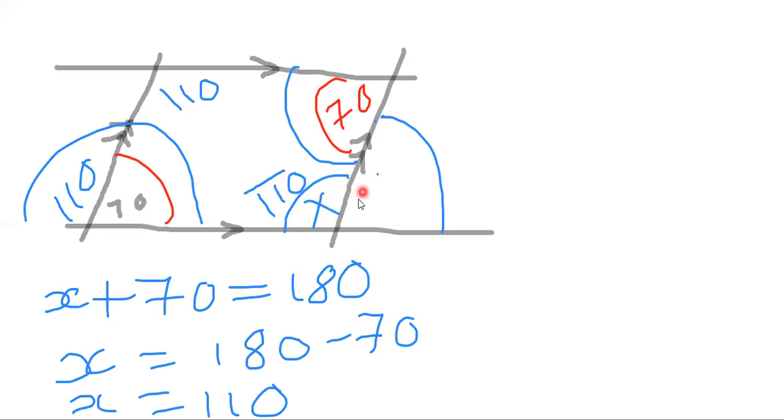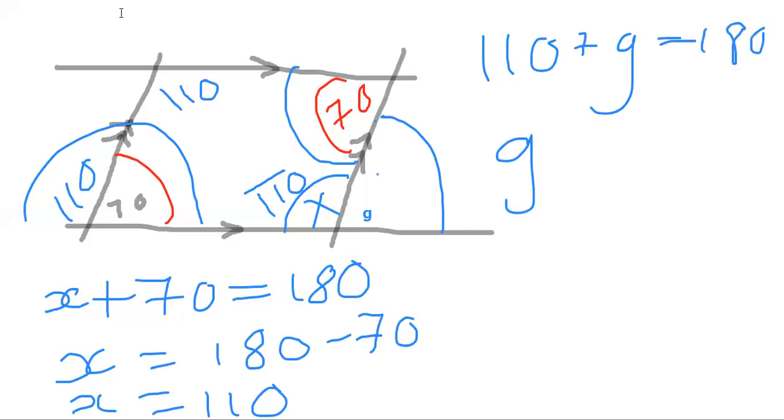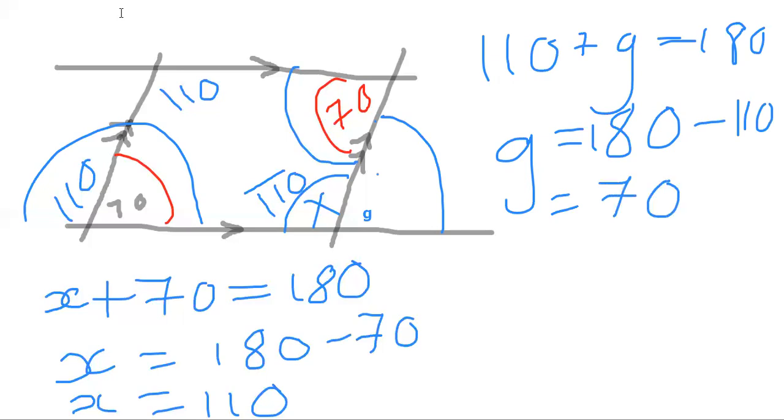Then this here, the outer part, let me label it as G. Then 110 plus G is equal to 180. Then G equals 180 minus 110, which is equal to 70.